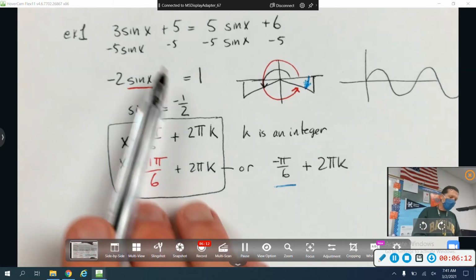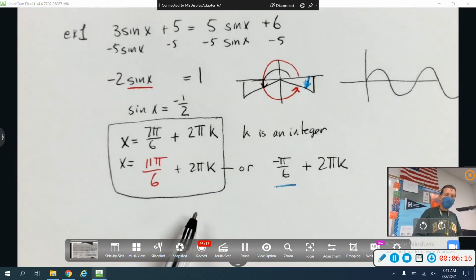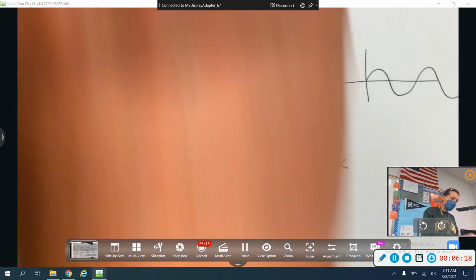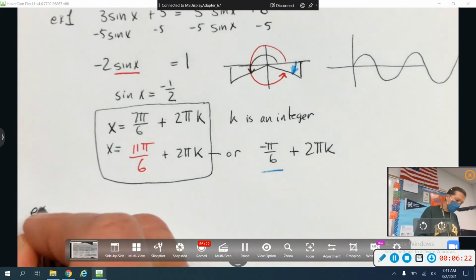So combination of knowing the unit circle, knowing that it's 2 pi all the way around, or that the period for sine is 2 pi. Just putting a couple things together.